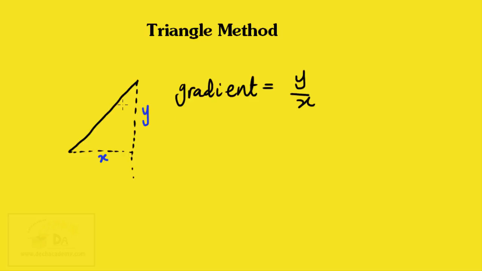However, you also need to take note of the fact that a line like this has a positive gradient. Therefore, the gradient must be positive. So I'm just going to put a plus sign. And you see why now.